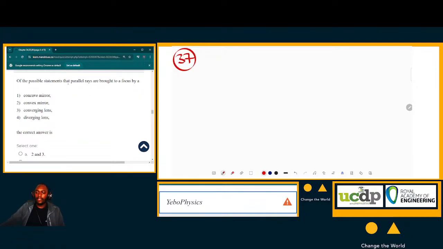Of the possible statements that parallel rays are brought to focus by 1, a concave mirror, 2, convex mirror, 3, converging lens, and 4, a diverging lens. Okay, so if we look at it in terms of lenses, to bring parallel rays to focus, you need to converge the rays.